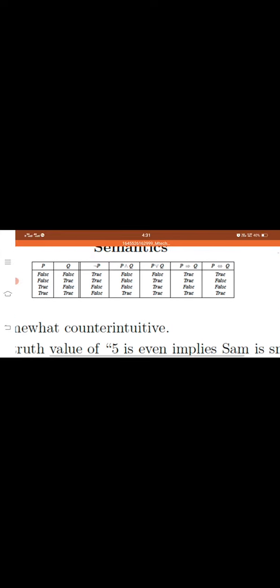P or Q means false, false is the only false, remaining everything true. P implies Q: only true, false is false, remaining all true. Then P equivalence Q means false, false is true, true, true is true, remaining false. Here, what is the truth value of phi is even implies phi is smart?